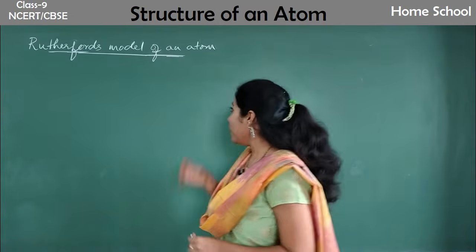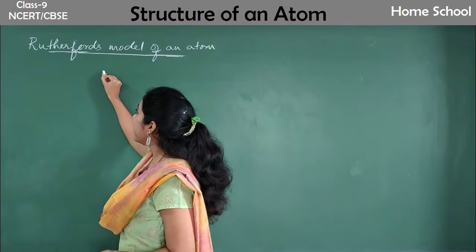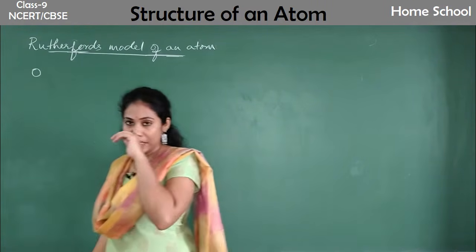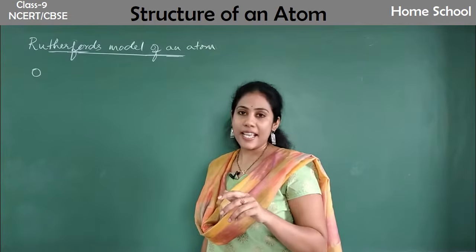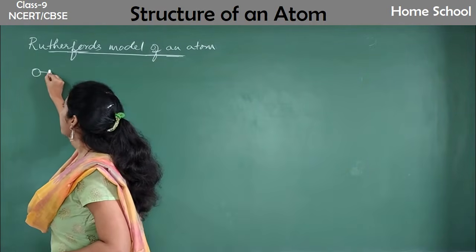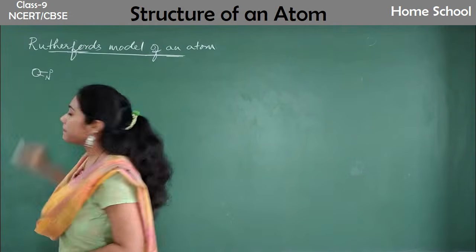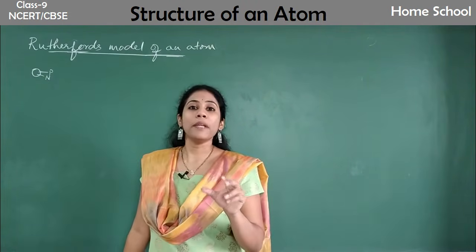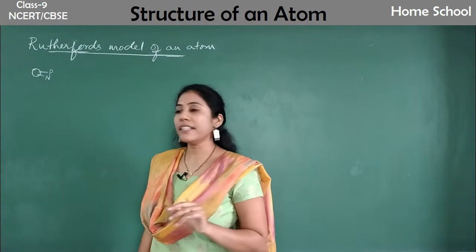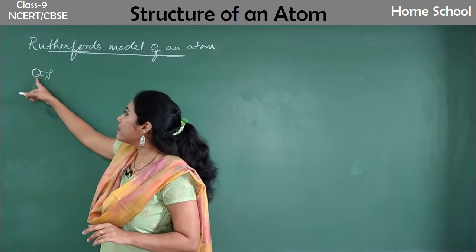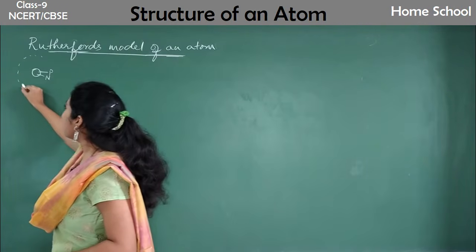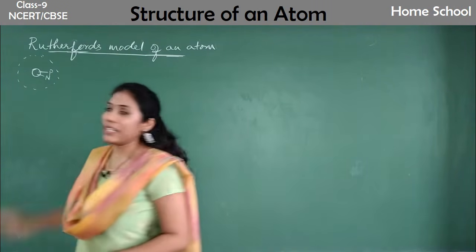What he said was, an atom always has something called a nucleus at the center. This nucleus contains protons and neutrons. Three subatomic particles are there in an atom: protons, electrons and neutrons. Among the three, two subatomic particles are present at the center of the atom, and electrons keep revolving around this nucleus.